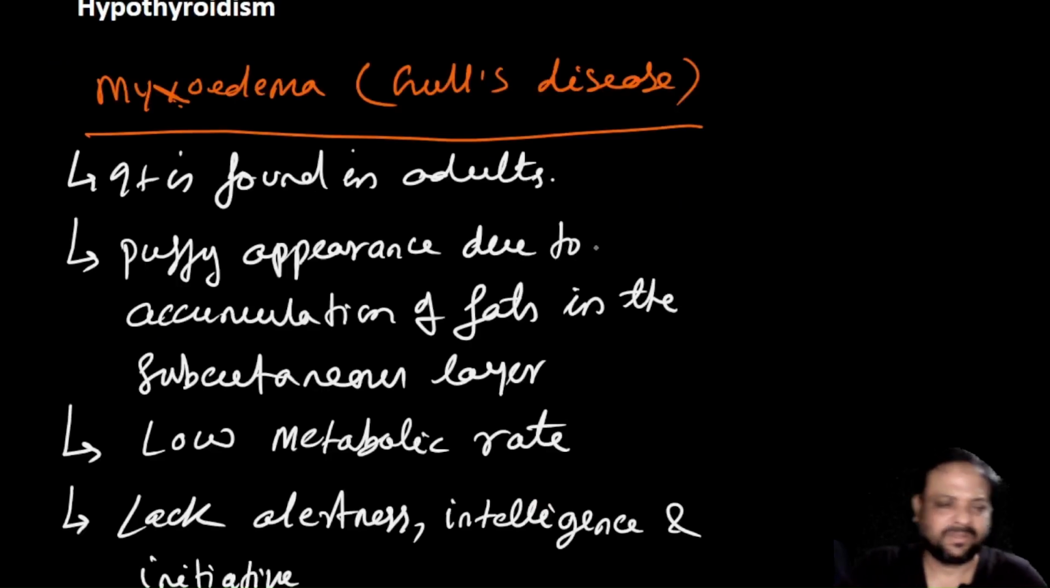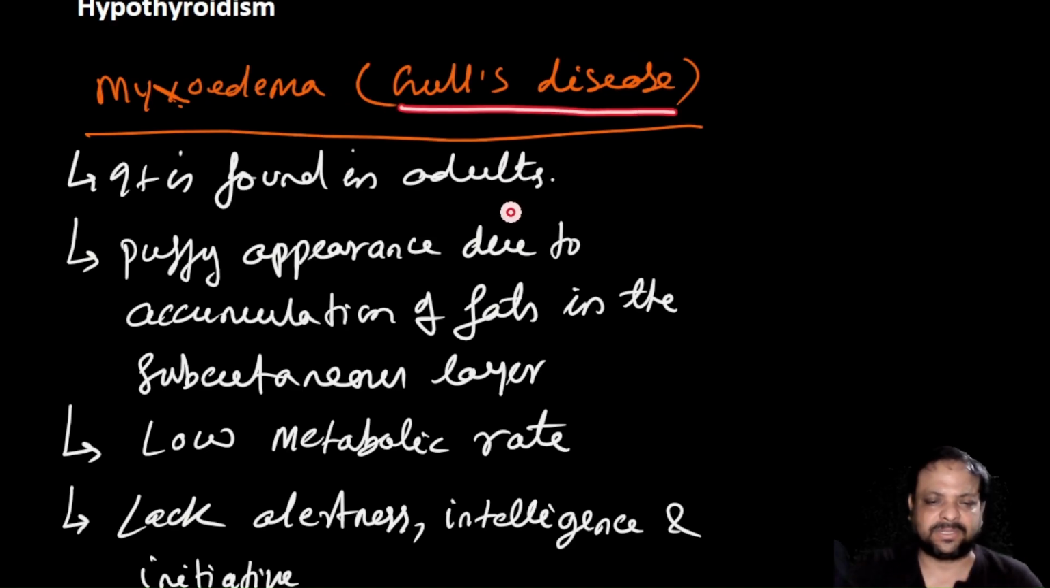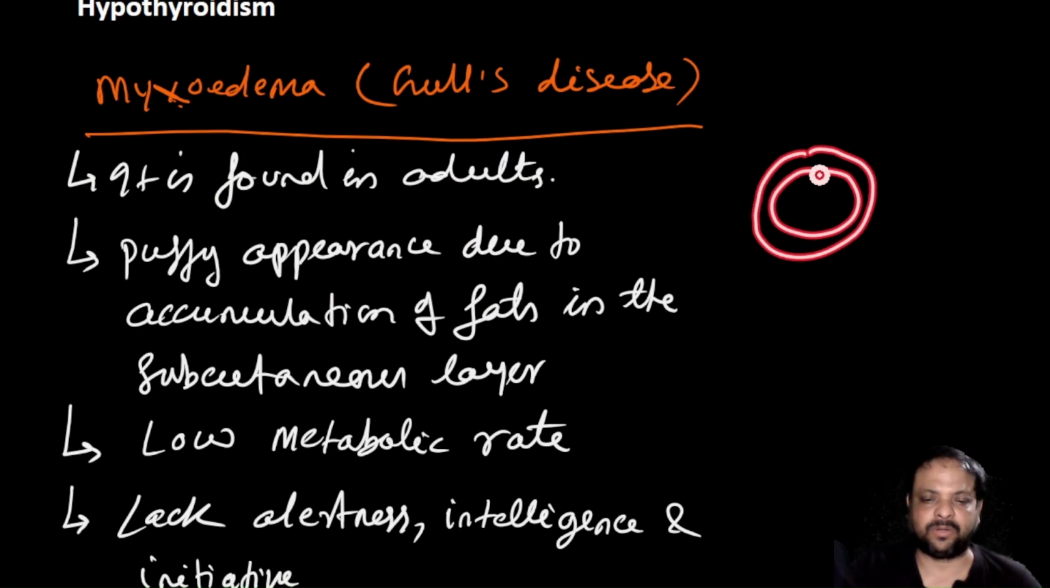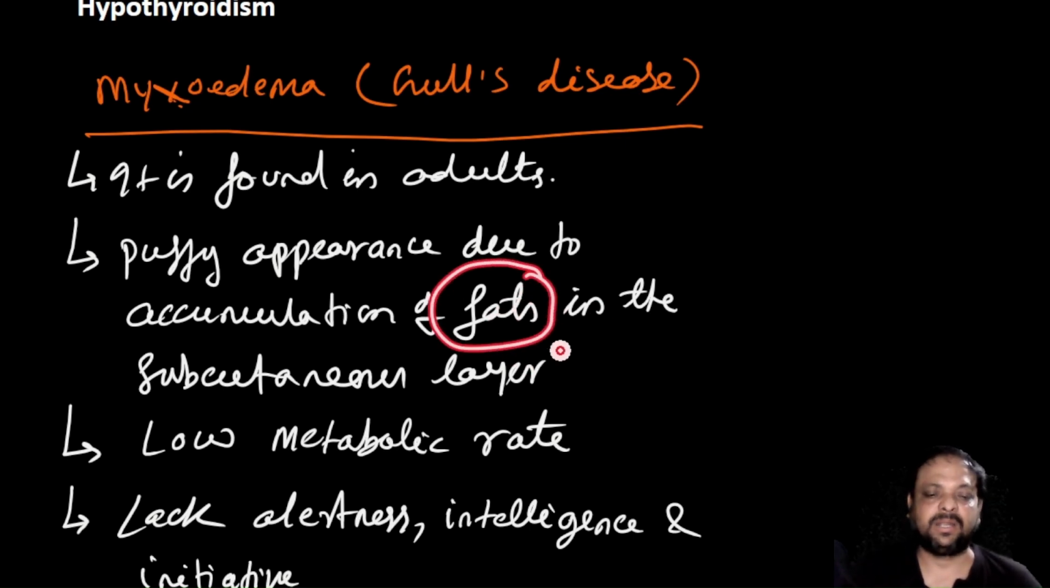Clear? Let's discuss the second disease, that is called myxoedema. Got it? So this myxoedema is otherwise called Gull's disease. It is mostly found in adults. So what happens? We find a puffy appearance, meaning the body swells. Suppose the normal weight of the body starts increasing. So why the puffy appearance? Because we find deposition of fats takes place under the skin.